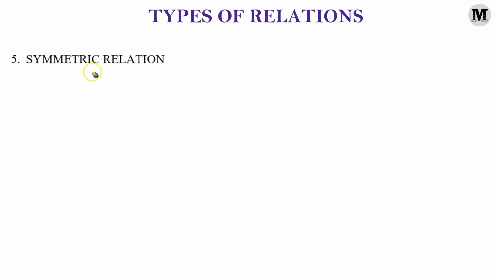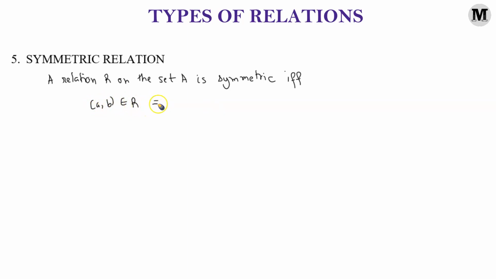The other type of relation that we will discuss now is referred to as the symmetric relation. So let's say we have a relation R on the set A. A relation R on the set A is said to be symmetric if and only if we have an ordered pair (a, b) belonging to the relation R. This simply implies that (b, a) must also belong to the same relation R for all values of a and b picked up from the set A.